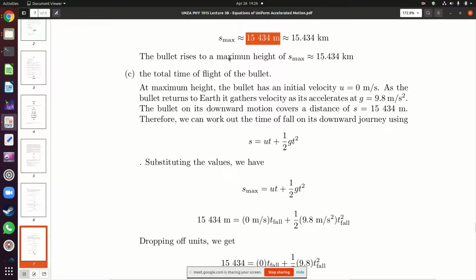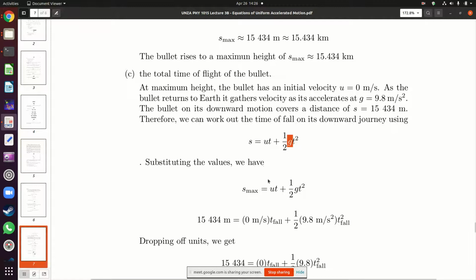So it's going to be S equals UT plus half GT squared. U is the velocity of the bullet at maximum height, which we know is 0 meters per second, because at maximum height every object has a velocity of 0 meters per second. Then T is the fall time. This is how much time it's going to take the bullet to fall from maximum height. That's what we're looking for.